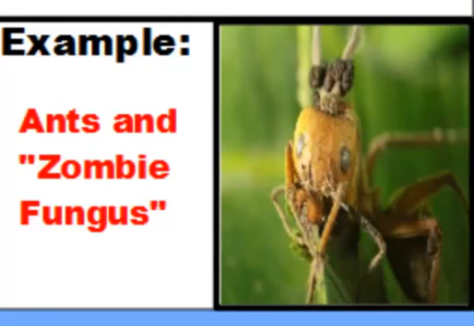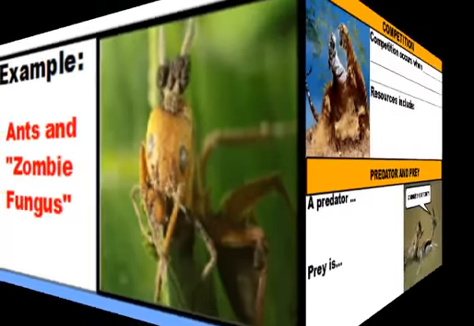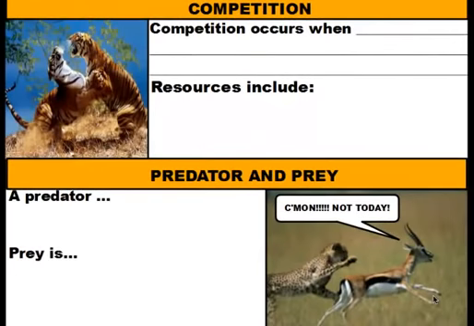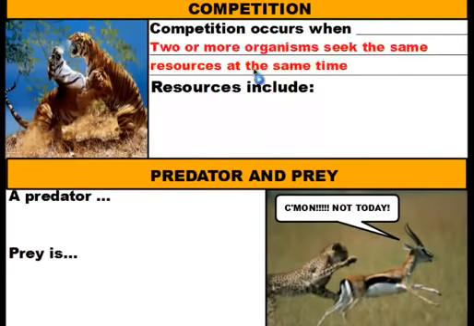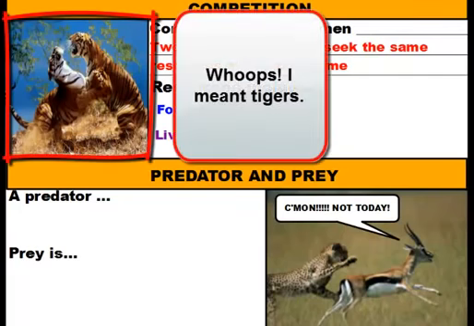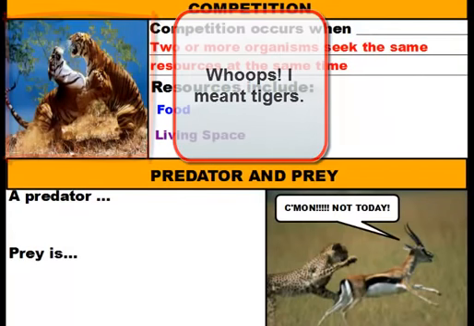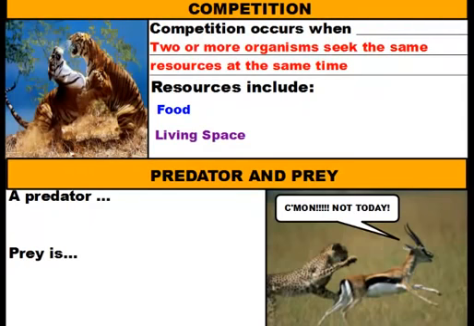Now let's move on to our other two relationships. So the next interaction we're going to talk about is competition. Competition occurs when two or more organisms seek the same resources at the same time. So some of these resources include things such as food or living space. For example, if we take a look at this picture here, we have two lions battling it out. So perhaps they want to live in the same territory because the territory provides enough food, enough protection, enough water, all the things that it needs to survive.